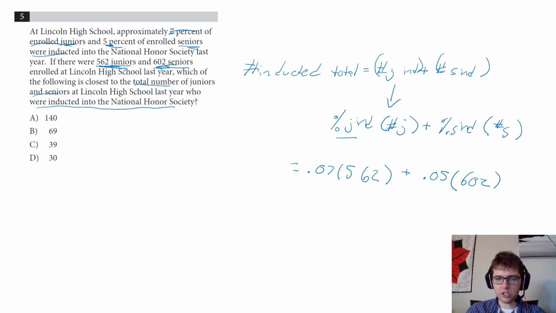This is the calculator section. Plug that expression straight into your calculator. You will end up with about 69.4. Look in the problem. They're saying which of the following is closest to the total number of juniors and seniors. So you can just look at all the answers they give you, which is closest. And it's easy because 69 sort of stands by itself. 69.4 is obviously closest to 69, not 140 or 39. So B is your correct answer, 69.